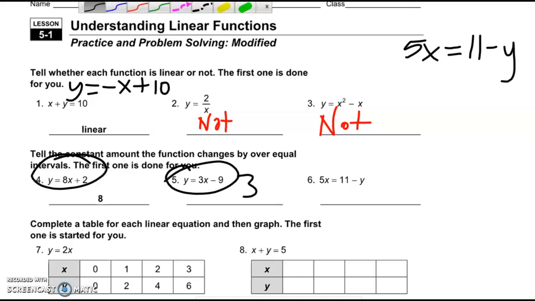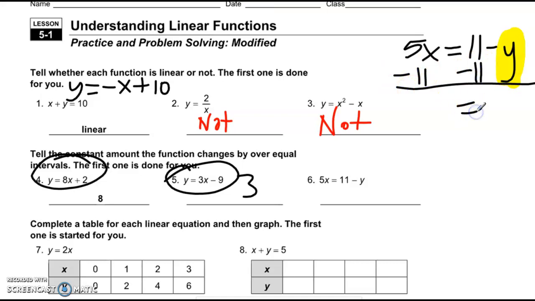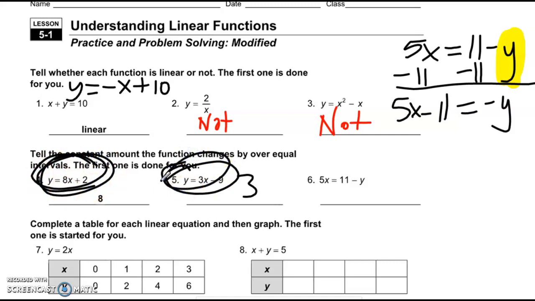Well, I'm wanting to get y by itself. So what's on the same side with that y? 11. So how can I get rid of the 11? Subtract it, because if I added 11, I'd get 22 on this side. So I need to subtract 11 from both sides. That's going to give me a negative y, and I have 5x minus 11 on the left. Notice these both were solved for a positive y, not a negative y. So how do I make that a positive y?